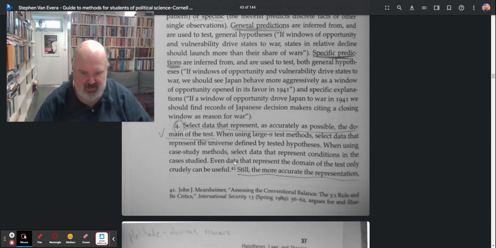In case methods, select data that represents the conditions in the case being studied. Even data that represents the domain of the test only crudely can be useful.